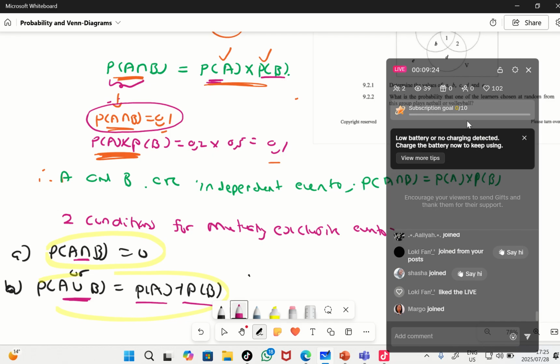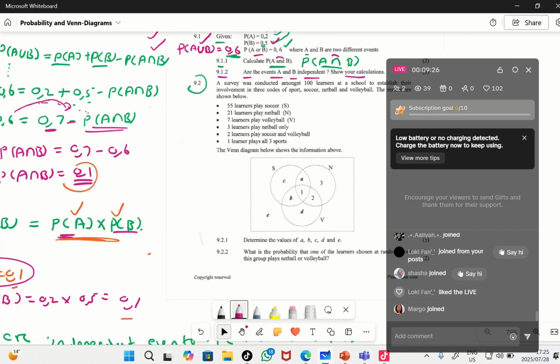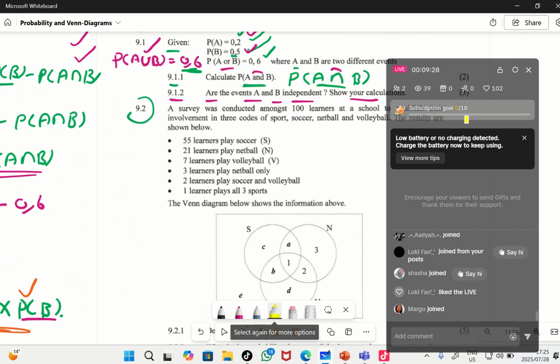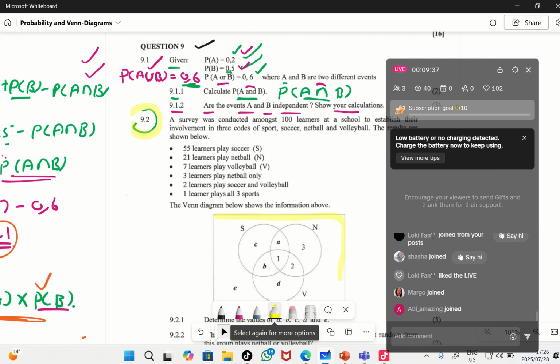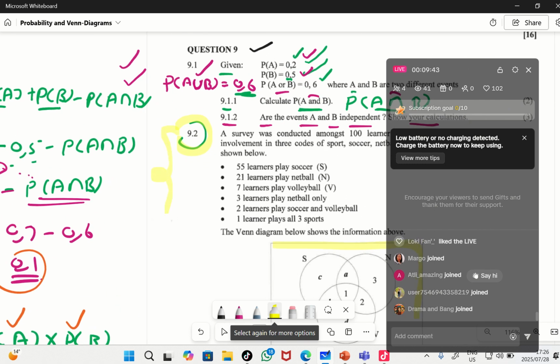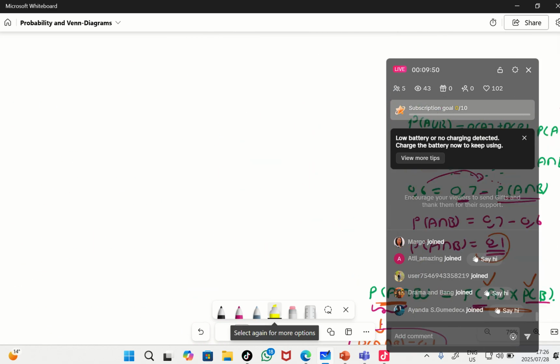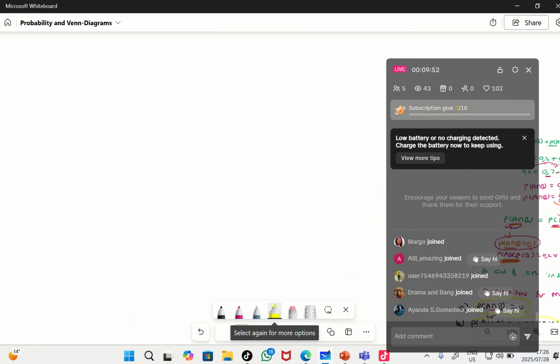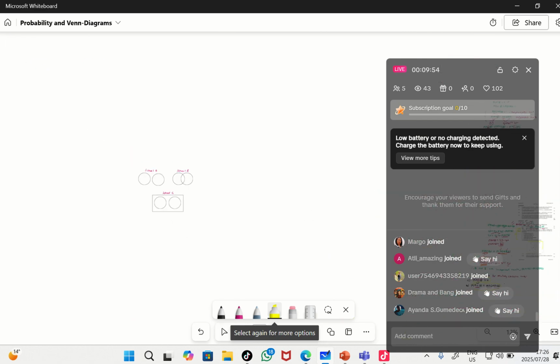Sharp. So now we're going to move to question 9.2. As you can see, the question tests you on the so-called Venn diagrams. So I want to do a quick summary of Venn diagrams. Once we're done with it, we're going to come back and answer this question. Remember, these questions are from a past paper from 2016. So let us look at Venn diagrams quickly.